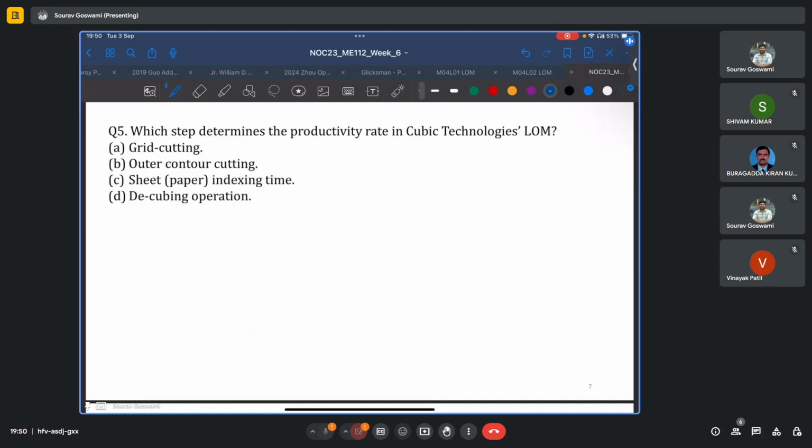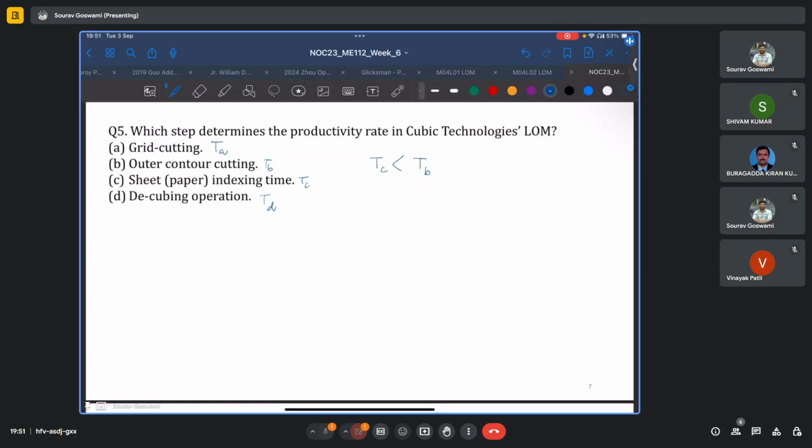So if we are to compare these times, say this is option A, so TA, TB, TC, and TD. What we can say is that the paper indexing time perhaps is the smallest. Also, it is constant for a build. Then the outer contour cutting time may be lower than the sheet indexing time if only very small contours are needed in one layer. However, typically for the general case, we can assume that it is just slightly larger.